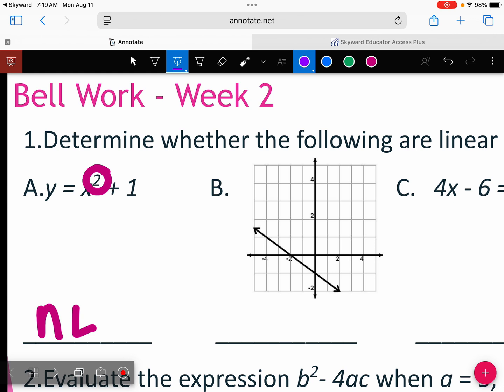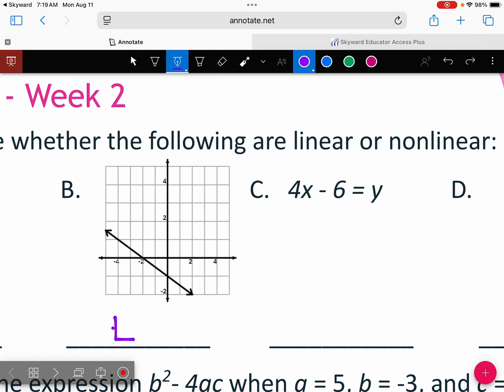What about B? What do we think about B? Linear or non-linear? It's linear. That's a line. That is straight up. Grab my ruler. That's a line. So this one's definitely linear. Oop. What about C?